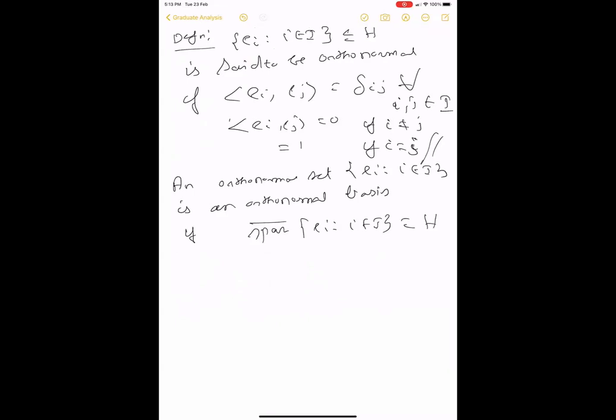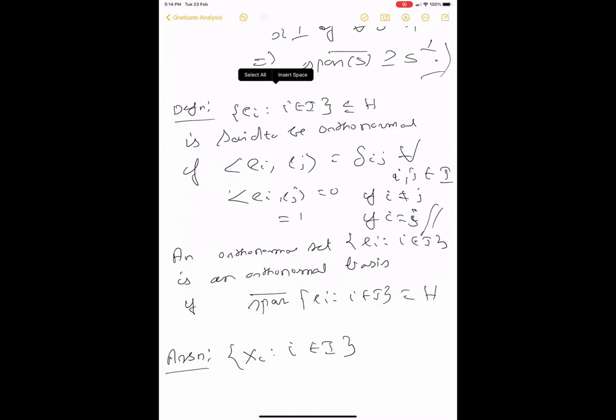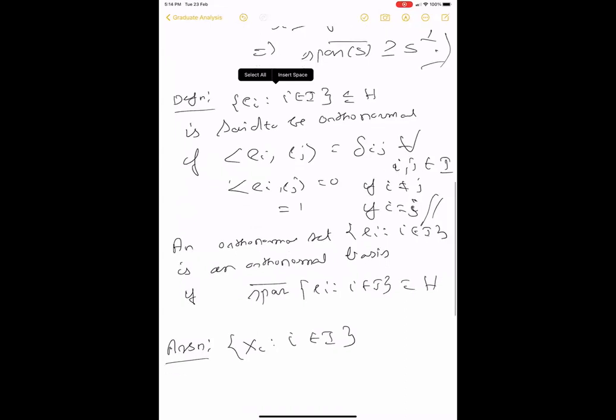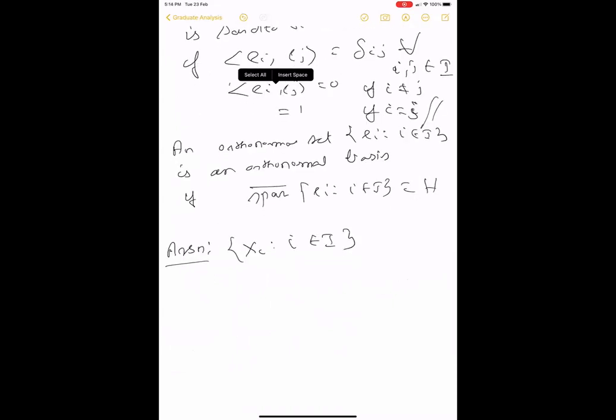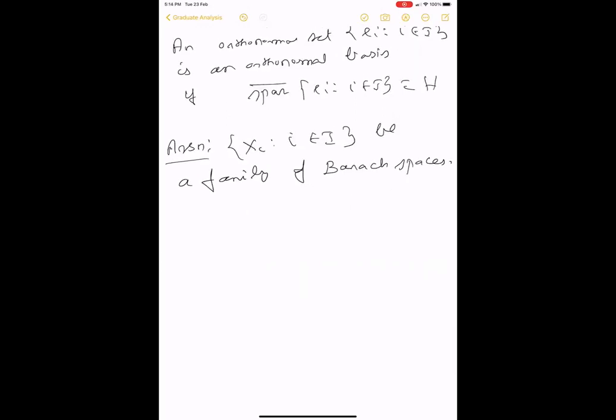Okay, so the definition of orthonormal basis is clear. Now I want to give an assignment. This is in Banach space. The assignment is the following. If you have a family of Banach spaces, let X_i, i in I, this can be uncountable. Here also the indexing set can be uncountable. There is no assumption about I. I can be countable, uncountable, finite, or anything. So let X_i, i in I, be a family of Banach spaces. Then there are several ways of making a Banach space out of this collection.